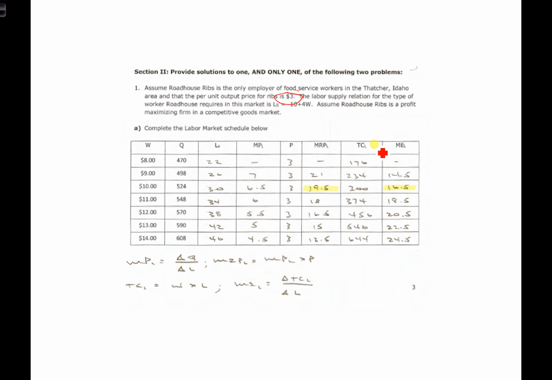So in the next column, total cost of labor, we know total cost of labor is wage times labor. So 8 times 22 is 176. 9 times 26 is 234, and so on. And finally, the marginal expense of labor is equal to the change in total cost of labor divided by the change in labor. Here we've got total cost of labor changing from 176 to 234, and we divide that by 4, and that gave us 14.5. And then 234 to 300 was 16.5, and so on.